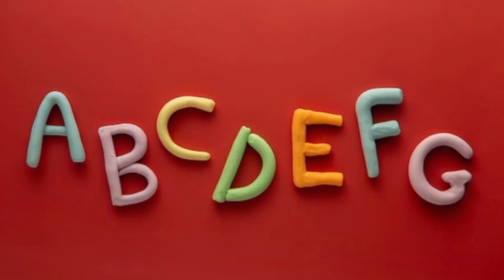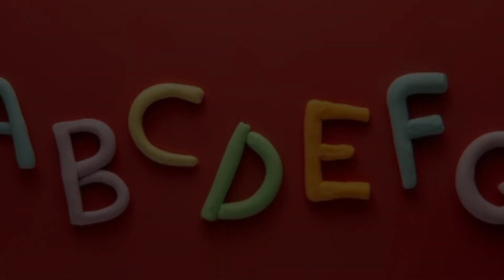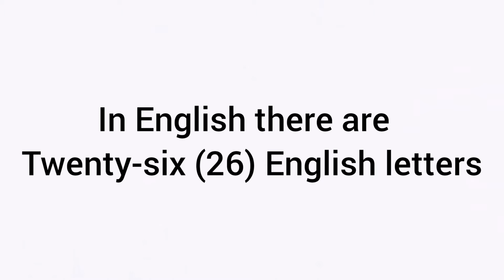So now let's get started. The English alphabet consists of 26 English letters. Right? In English language, we have 26 English letters.